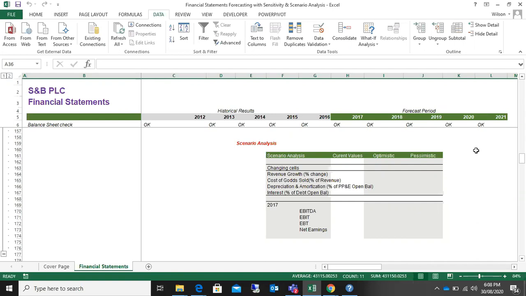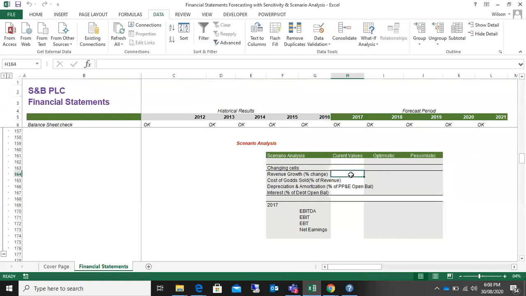So we have what we call base case, we have what we call best case, and we have what we call worst case. Your base case is the same thing as current value. Your best case is the same thing as optimistic case, and your worst case is the same thing as pessimistic case. Now we'll see what all that means.